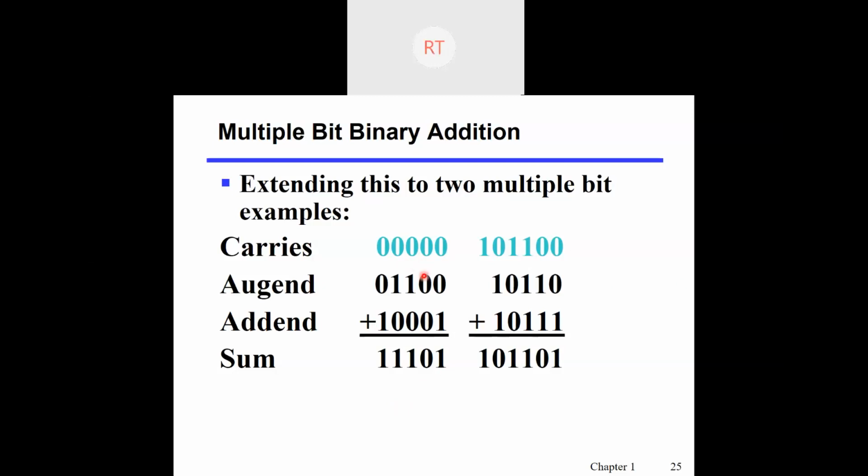The next one, 0 plus 0 equals 0. Exactly, carry 0. The next one, 0 plus 1 plus 0, so 1, carry 0. Exactly. Next, 0 plus 1 plus 0, 1 carry 0. Yes. And 0 plus 0 plus 1 is equal to 1, carry 0, exactly, okay? So this is how you do multiple bit binary addition.